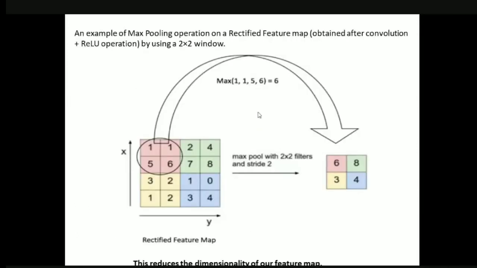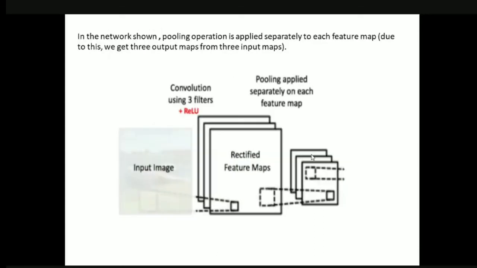This is another example if you see here. So this is 1, 1, 5, 6, maximum value is 6. 2, 4, 7, 8, maximum value 8. 3, 2, 1, 2, maximum value 3. 1, 0, 3, 4, maximum value 4. So this is how this pooling concept is going to reduce the dimensionality of our feature map. It is not reducing the dimensionality of the input image, because before pooling we are doing the convolution operation. After the convolution operation we are doing pooling. So this is how pooling is applied, and then we reduce the dimension.